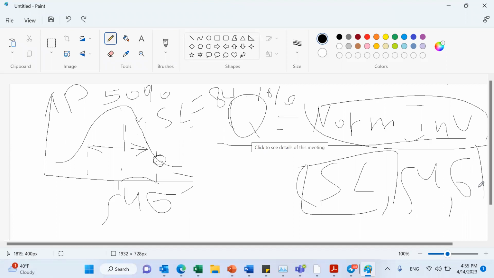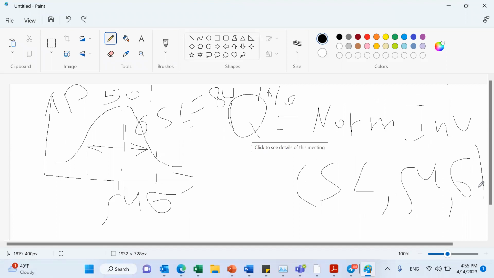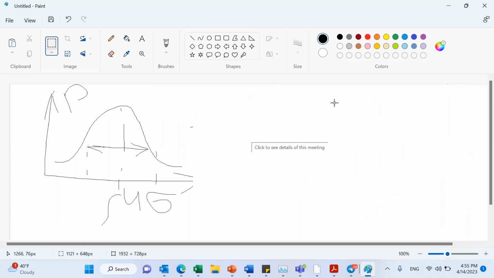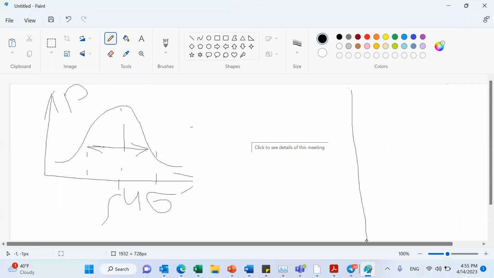So now, when we go to the multi-period problem, let me delete all this. The concept remains the same. I just have to say that we have two types of inventory control, inventory management.